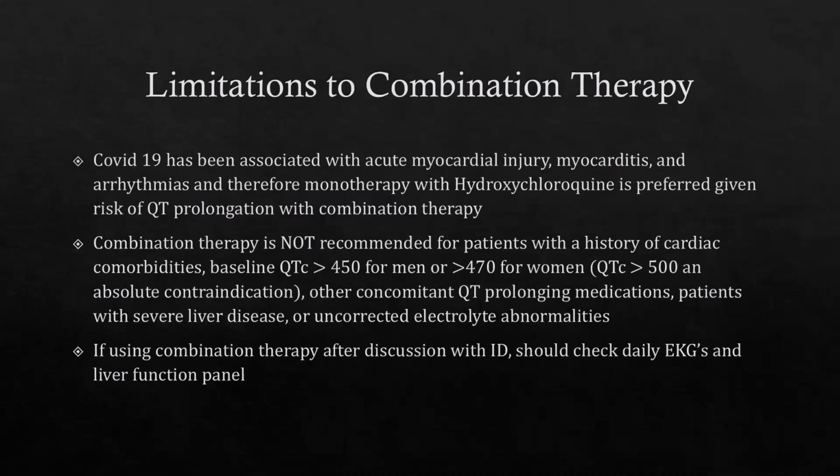So as I mentioned, limitations to doing combination therapy are QT prolongation. Typically, if patients have a QTc greater than 450 for men or greater than 470 for women, with QTc greater than 500 being an absolute contraindication for combination therapy with both Plaquenil and azithromycin. Obviously, if they're on any other QT-prolonging meds at baseline, or if they have bad liver disease because it can cause transaminitis, or electrolyte problems. This is really why we haven't been able to do combination therapy very often.